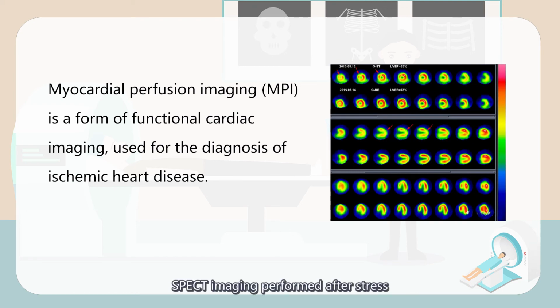The SPECT imaging performed after stress reveals the distribution of the radiopharmaceuticals and therefore the relative blood flow to the different regions of the myocardium. The diagnosis is made by comparing the stress images to a further set of images obtained at rest, which are normally acquired prior to the stress images.